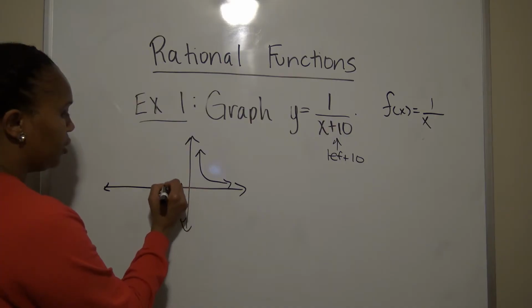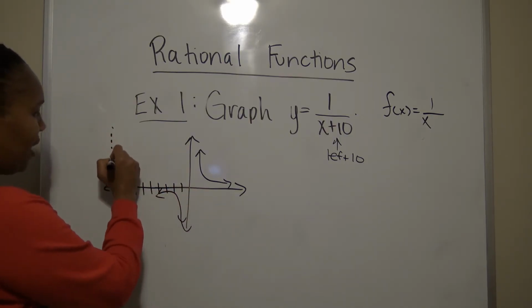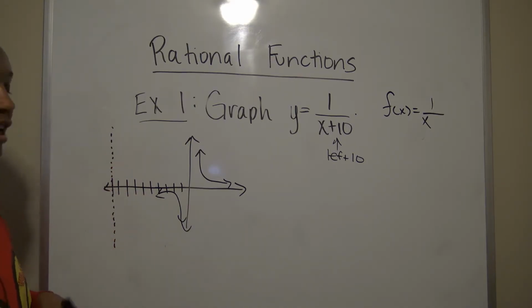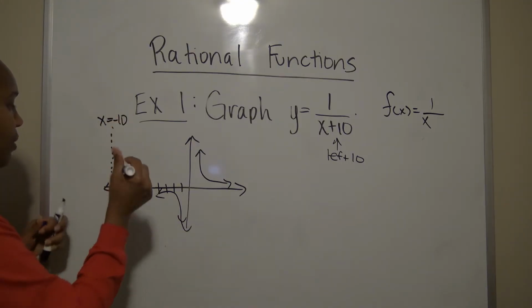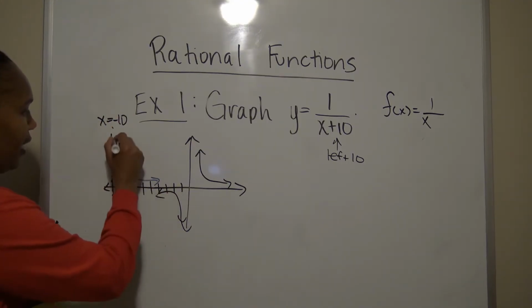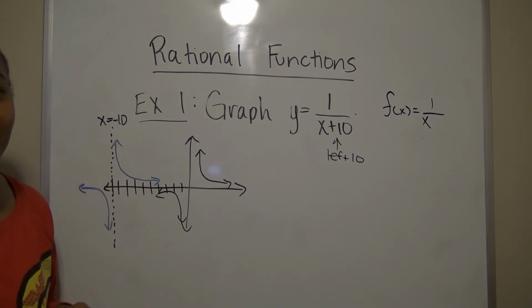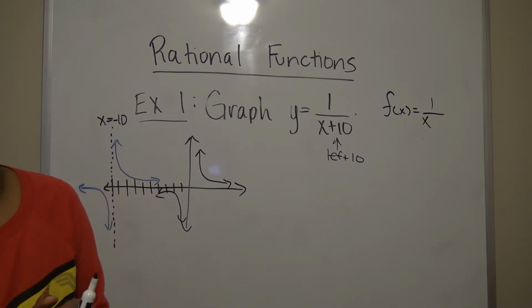So 1, 2, 3, 4, 5, 6, 7, 8, 9, 10. So that means my new vertical asymptote will be here at x equal to negative 10. And so now these will be my new windows. So my graph would now look like this. And I'm just sketching it. I have in no way found points and made it as accurate as it could be.